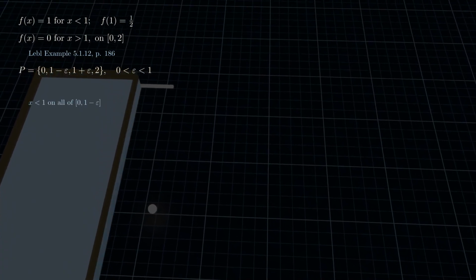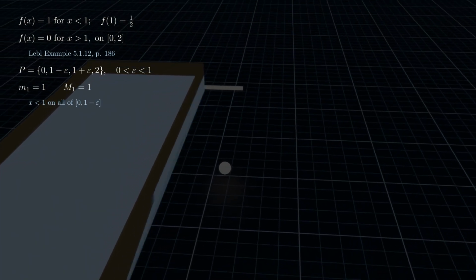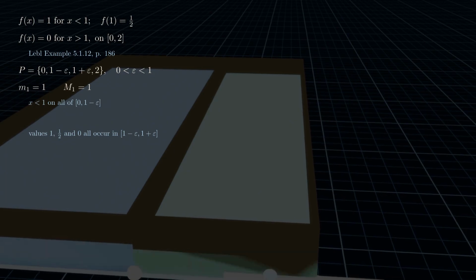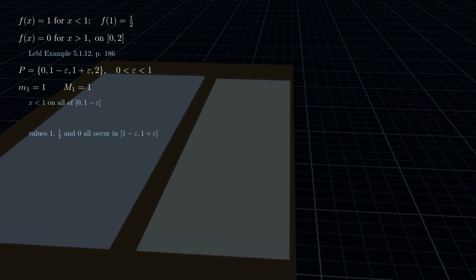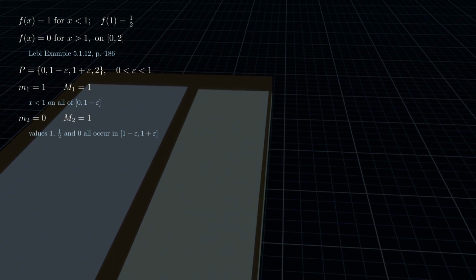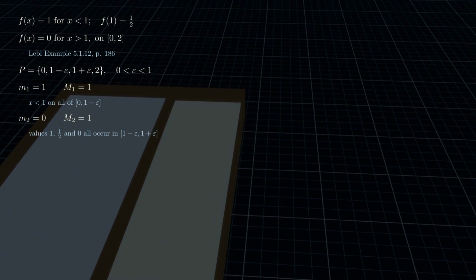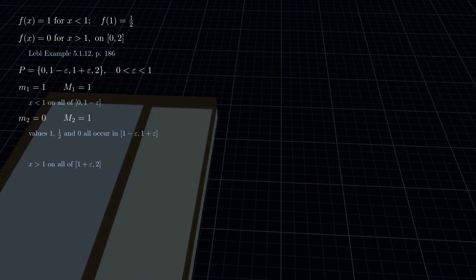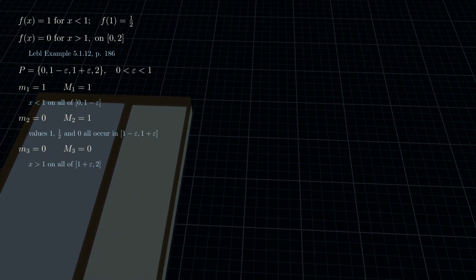Every point is less than 1, so f is 1 throughout. Infimum 1, supremum 1. Strip 2, 1 minus epsilon to 1 plus epsilon. It holds points below 1 where f is 1, the point 1 where f is 1/2, and points above 1 where f is 0. Infimum 0, supremum 1. Strip 3, 1 plus epsilon to 2. Every point is greater than 1, so f is 0 throughout. Infimum 0, supremum 0.